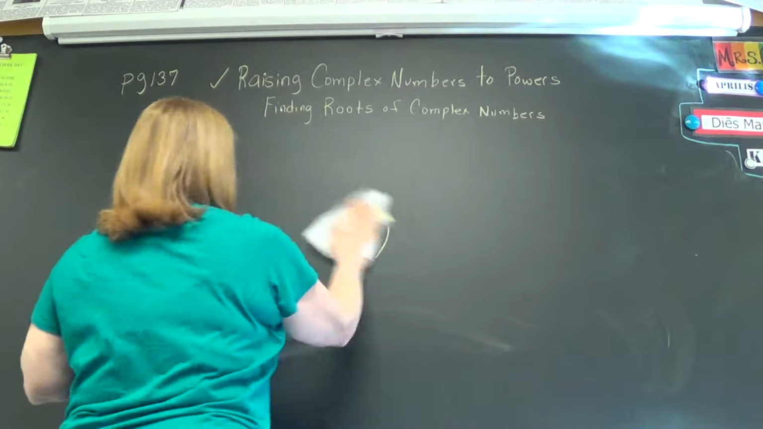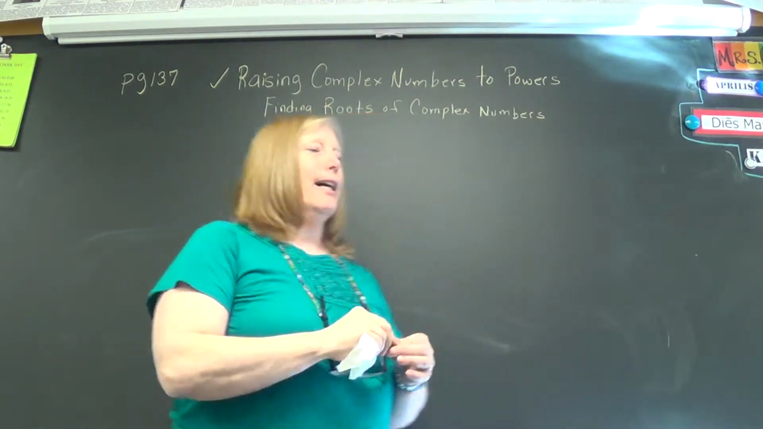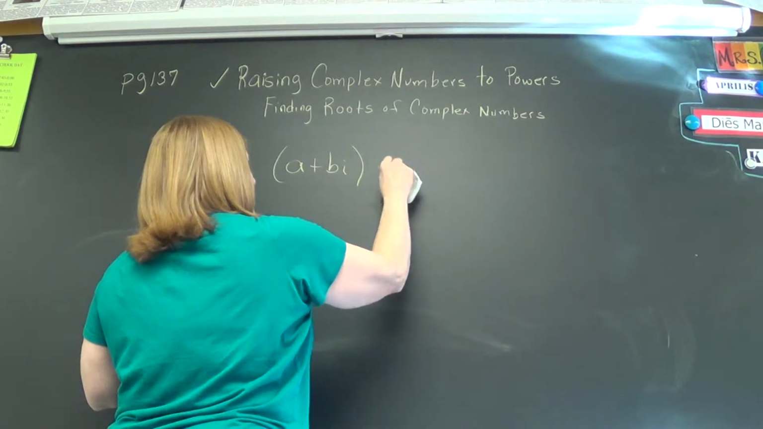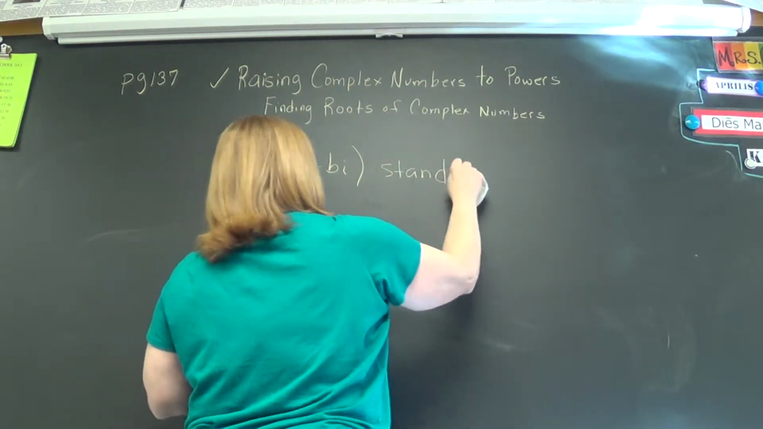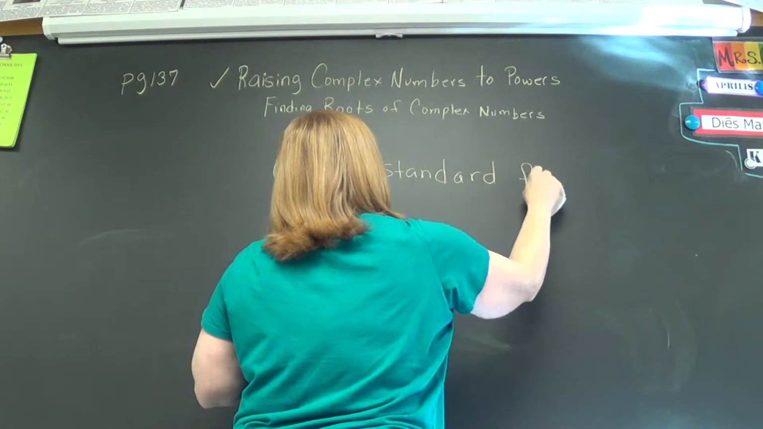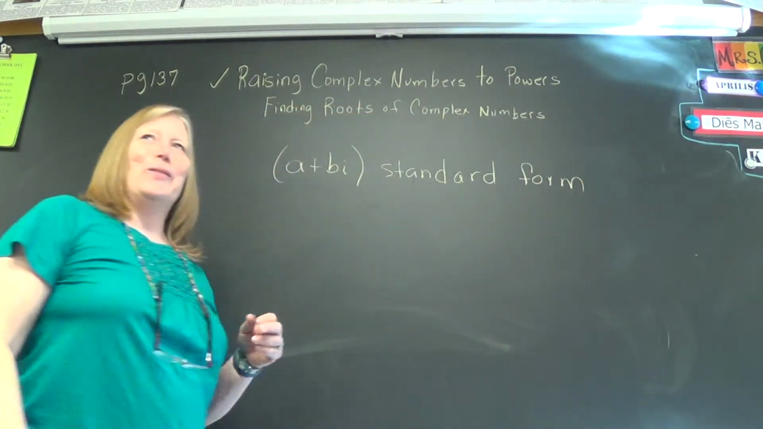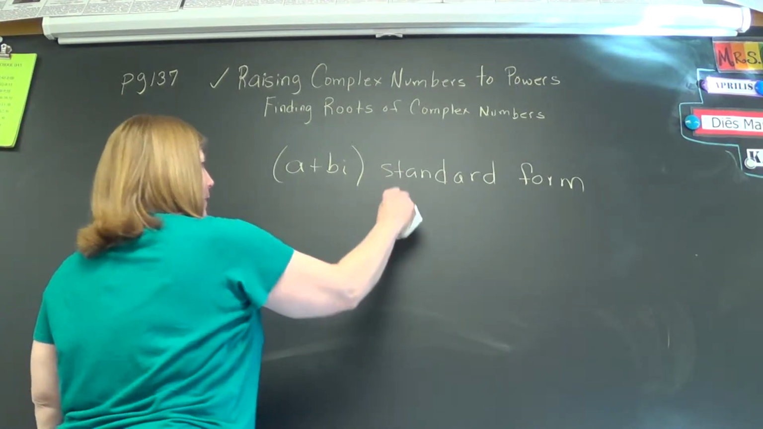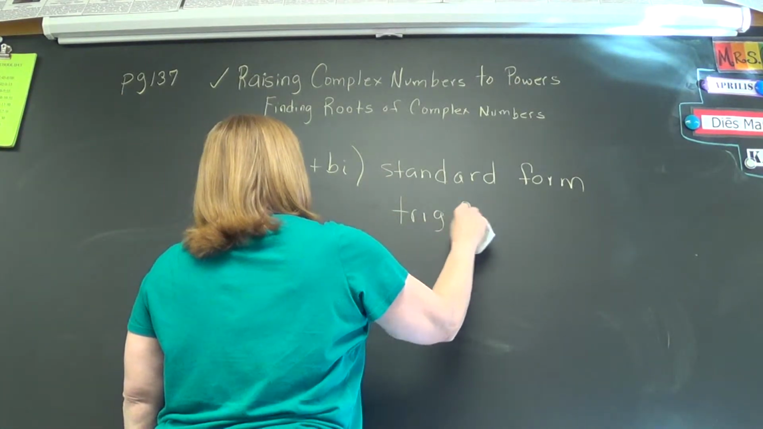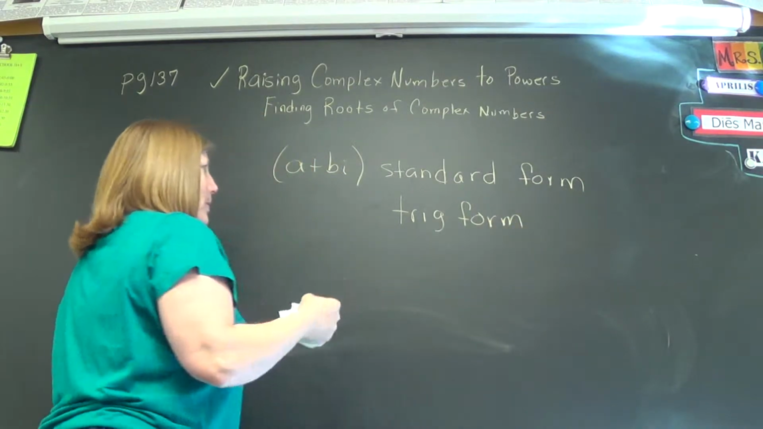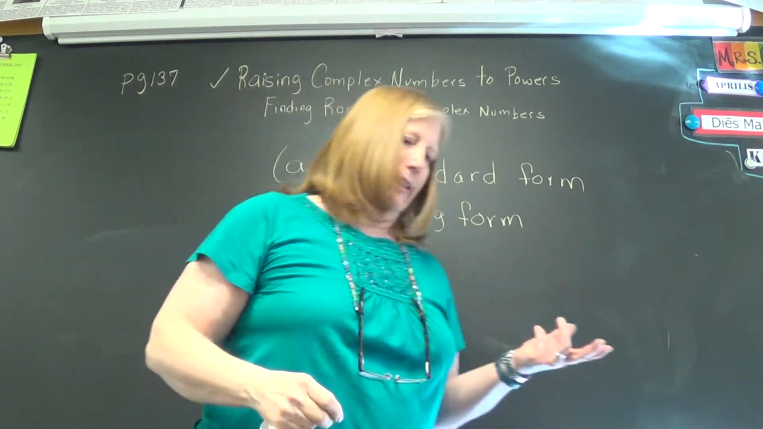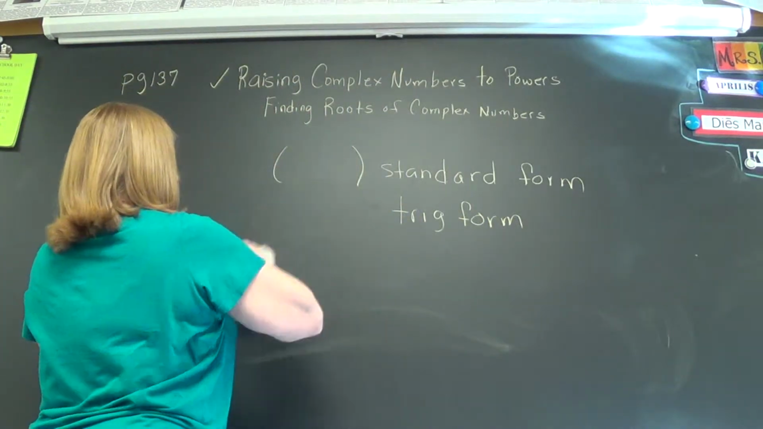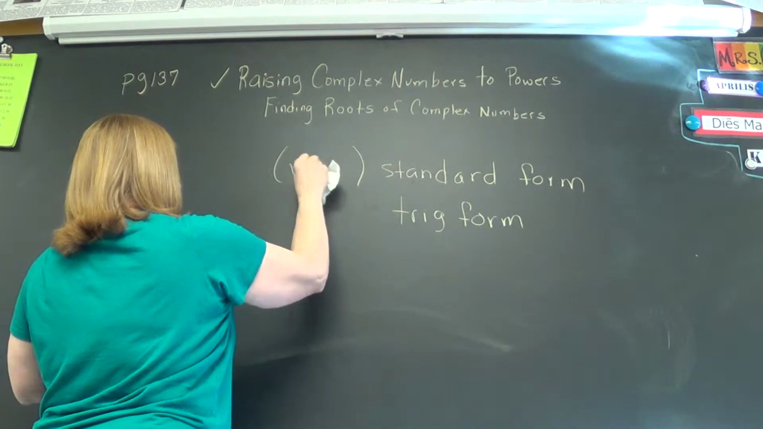luckily, when we switch these a plus bi, this is called standard form, or sometimes you hear me call it, what do you hear me call it? Standard form or rectangular form. When you switch to trig form, and a trig form, like what's a number we've had? I think I was thinking of square root of 3 plus i.